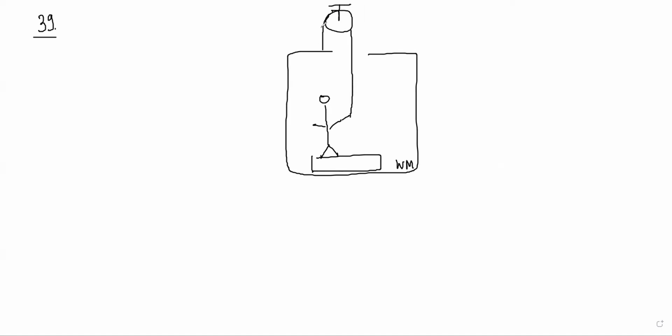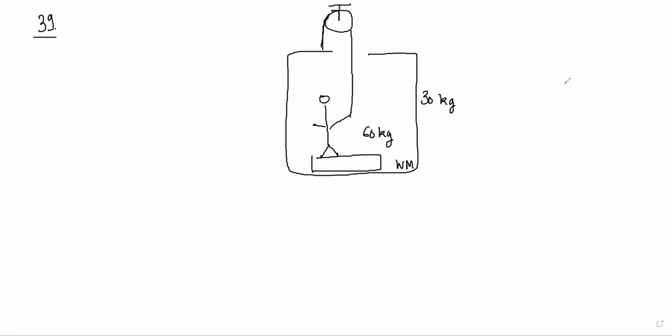And the pulley is connected to the lift also. And man's weight is 60 kg. The whole lift's weight is 30 kg. The rope is hanging like this, okay. If the man manages to keep the box at rest, what is the weight shown by the machine?